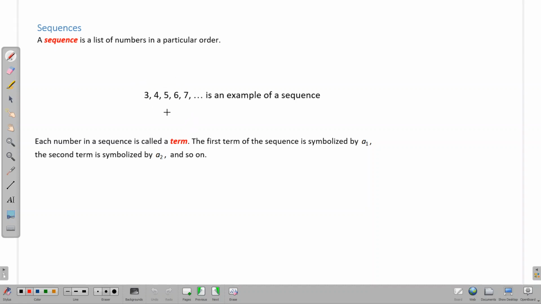Most of our sequences are going to be infinite sequences, so you're typically going to see them end with this ellipsis. Now, order is important here. Order distinguishes between different sequences. So if I take these same numbers and switch them up, 4, 7, 3, 5, 6, that is a different sequence.